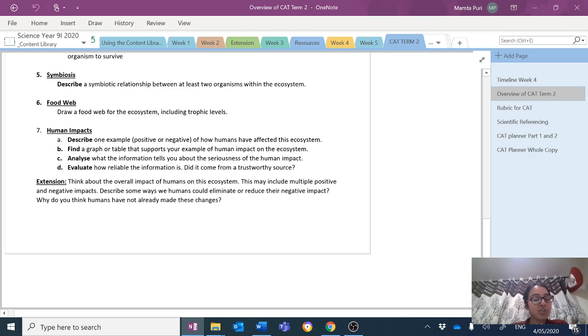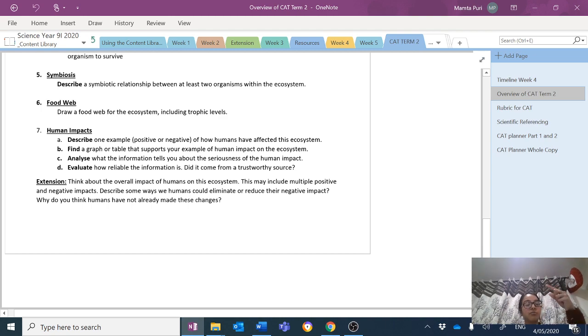Lastly, but the most important bit, human impacts. You need to describe one example, may it be positive, may it be negative, of how humans are affecting your chosen ecosystem. Here, I can give you a very good example of the Great Barrier Reef. Humans are actually destroying this habitat by plastic pollution and microplastics especially, and by catching more fish, for example, corals are getting affected and stuff like that. So think about how humans might be affecting your chosen ecosystem.